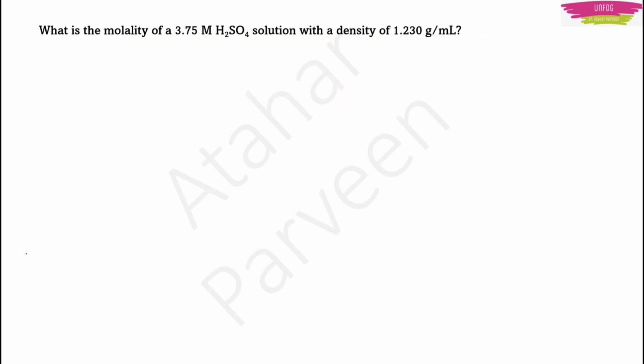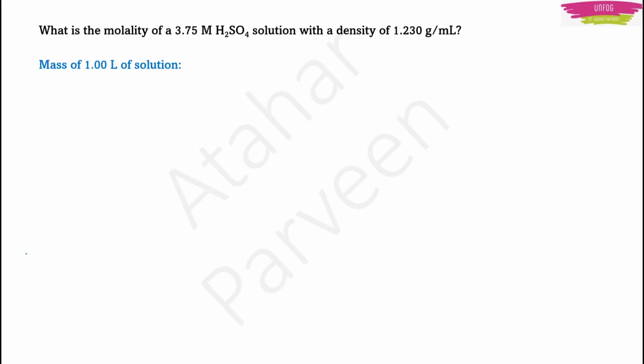Next, they can also ask this type of a question and they give you 4 options. Okay. I think for this question, students should focus on these type of questions. The question is, what is the molality of a 3.75 M H2SO4 solution with a density of 1.30 gram per milliliter? See here, they have given you one sulfuric acid solution with density. Now you have to find the molality of this solution.